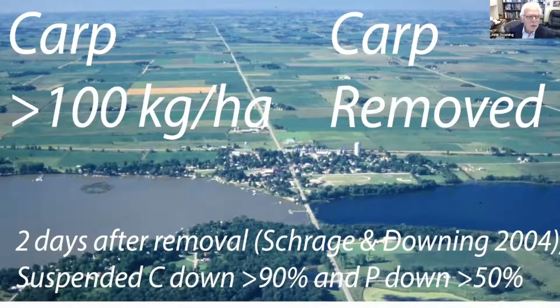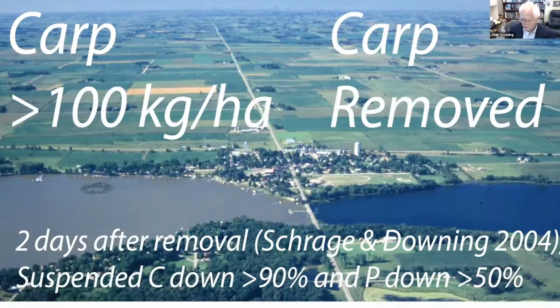Picture's worth 1,000 words. On the left, you see a lake with about 100 pounds per acre, kilograms per hectare of carp. The manipulated side, carp removed. A couple of days after, from Laura Schrage's work, suspended carbon dropped by 90% and phosphorus concentrations were down by more than 50% in that short period of time.